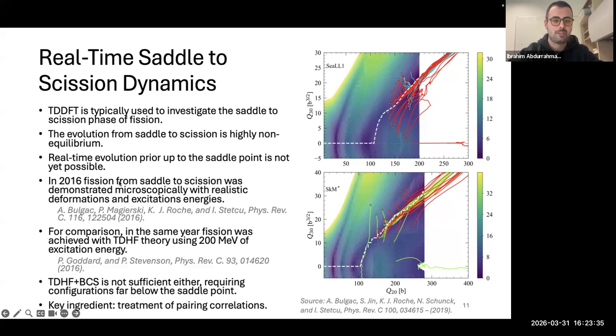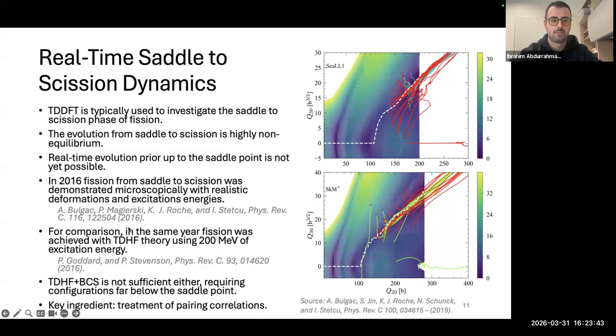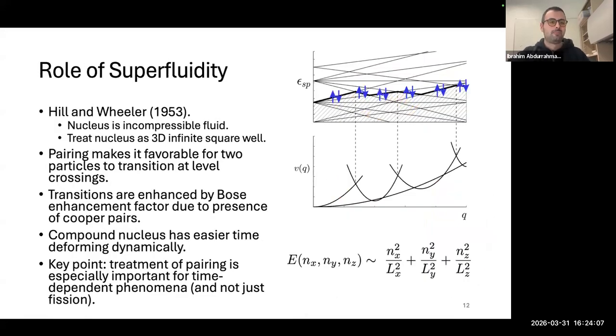In the same year, 2016, it was demonstrated that if you do Hartree-Fock-Bogoliubov theory instead, now you can fission with thermal nuclei. You don't have to include an experimentally unrealistic amount of excitation energy. And this was really the big achievement that showed there's something about pairing correlations that causes this phenomenon to be possible. And that's what we're going to talk about here.